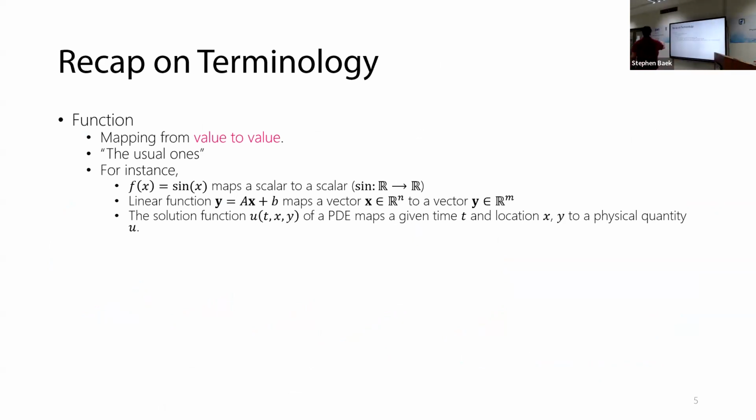Like I said, a function is a mapping from value to value. So these are the usual ones that we already know. A sine function, for example, takes a scalar and spits out a scalar value ranging between -1 and +1. A linear function usually takes a vector as an input and spits out another vector as an output, right? So those are also value to value mappings.